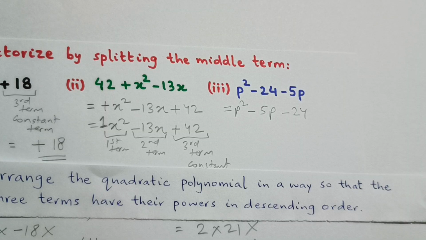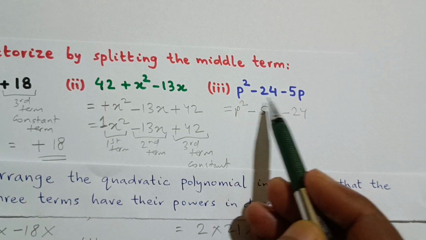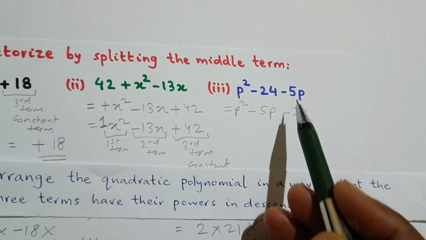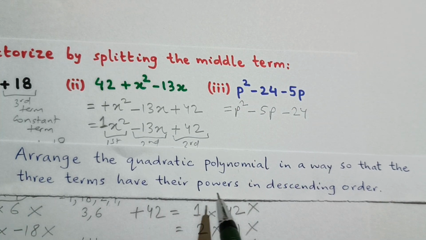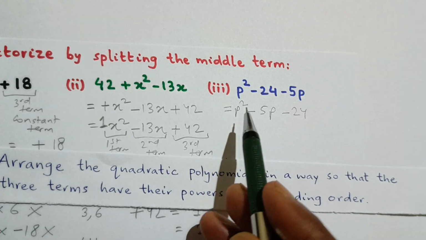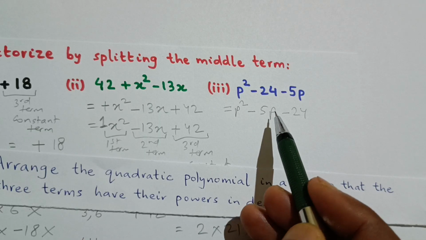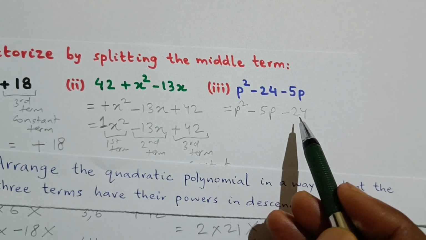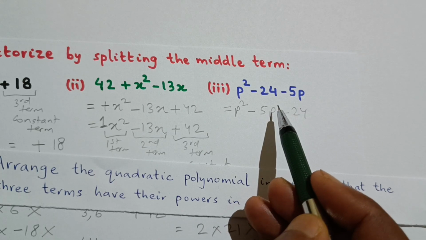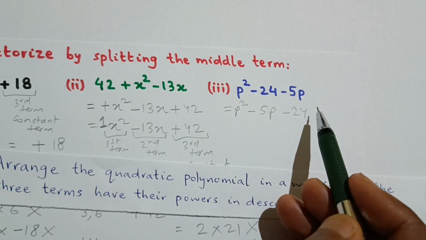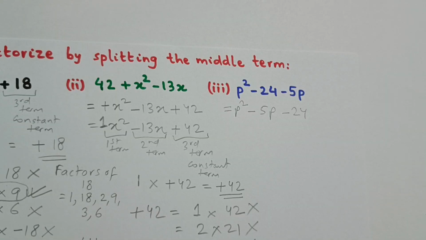So we have arranged the three terms of this quadratic polynomial in P in such a way that the three terms have their powers in descending order. Here the power of P is 2. This is the second term, here the power of P is 1, and this is the third term, here the power of P is 0. So power of P 2, power of P 1, power of P 0: 2, 1, 0. Yes, the powers are in descending order. Okay, so now let's start solving.